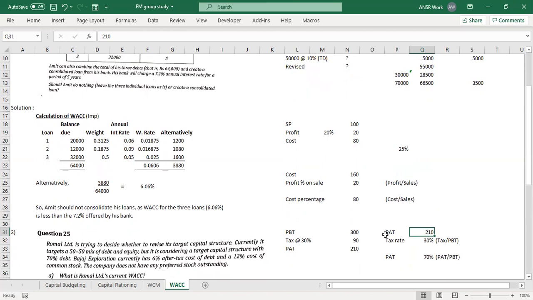The challenge is, if we say something is 100 rupees and I want to earn 30% margin on that.